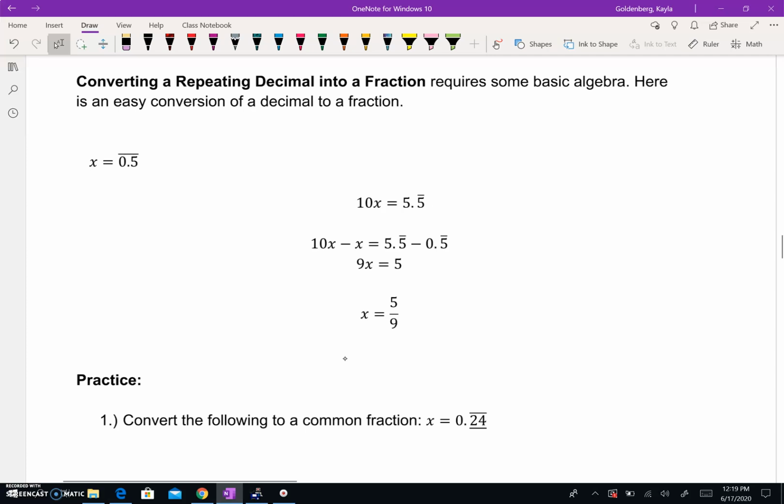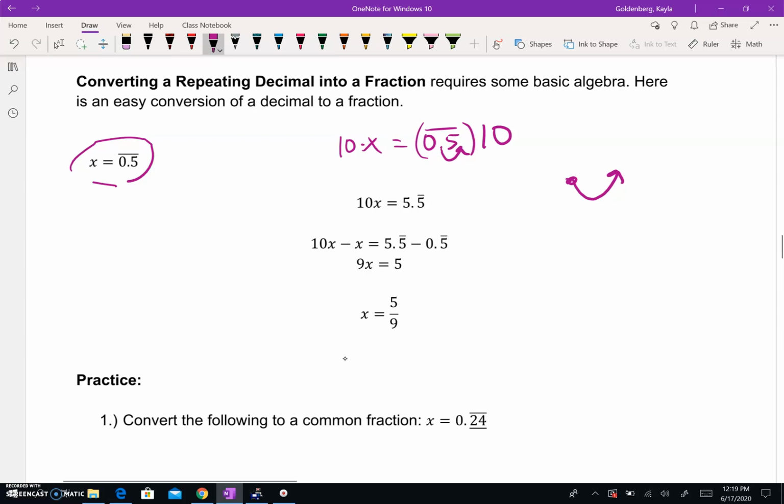So if I have something like 0.5 repeating, I'm going to call x the 0.5 repeating. If I do 10x, that's 10 times x is equal to 0.5 repeating times 10. What happens is, remember, if you do times 10, the decimal moves 1 point to the right. So your 0.5 repeating has moved 1 spot over, and it has become 5.5 repeating. And that's probably the biggest part here, is how we achieve that line of work.